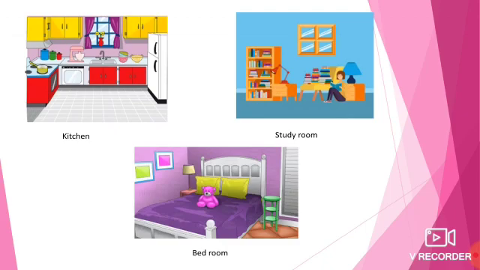Okay, in the kitchen we have to keep the kitchen items only, in the study room we have to keep the books alone, and in the bedroom we have to keep the bed and other things. So we should not keep things in some other place that is irrelevant.